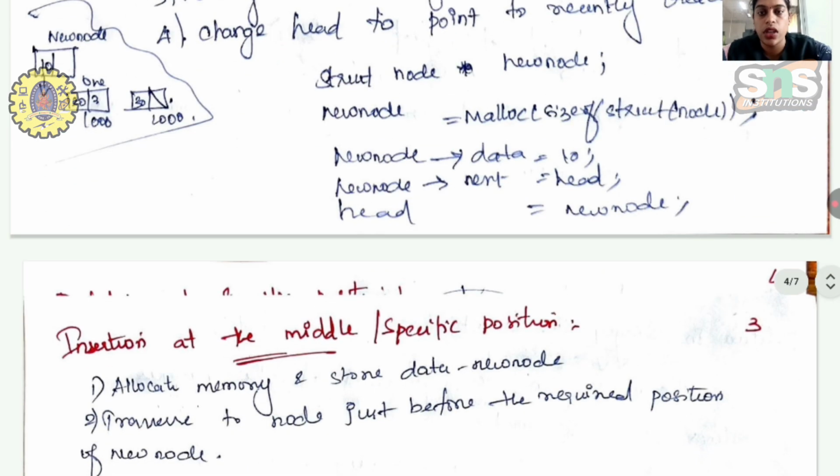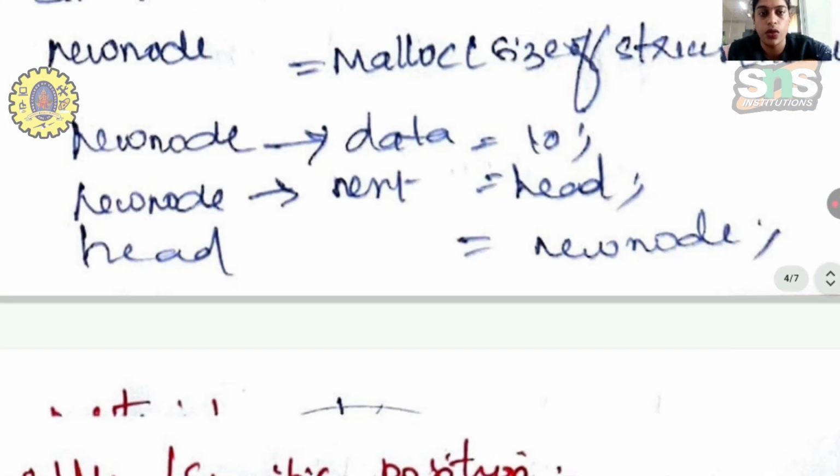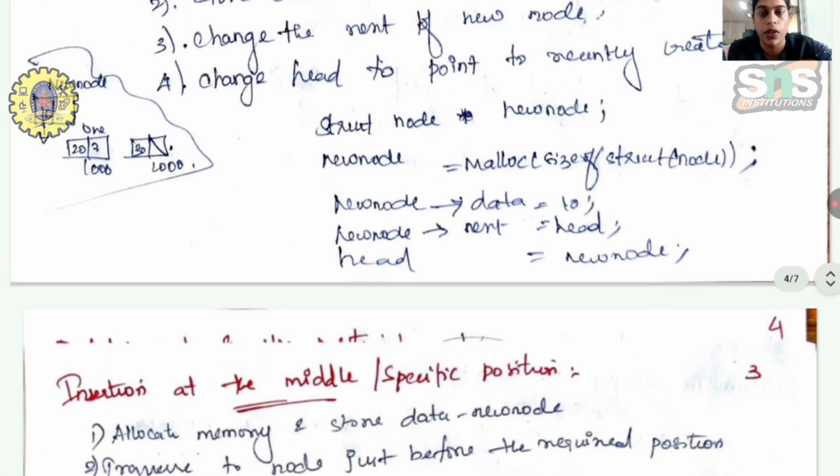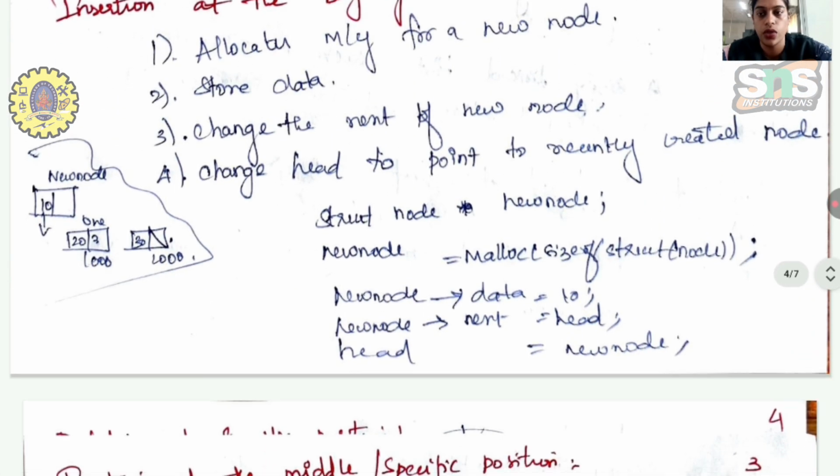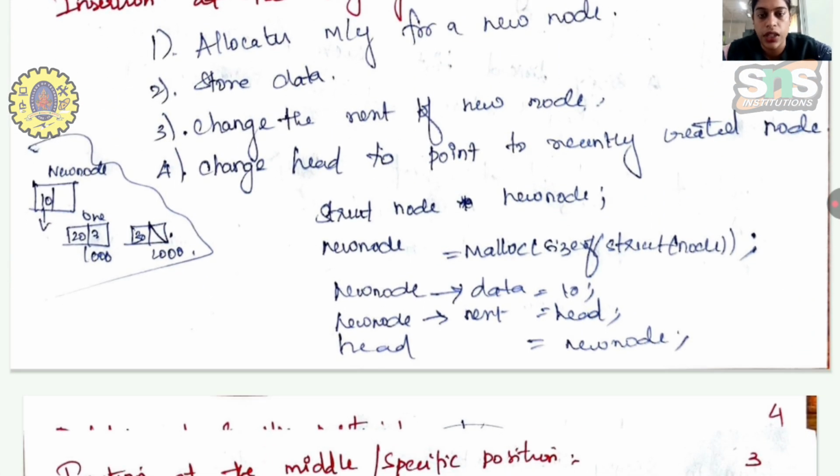Before inserting, let's see the structure of a node. First we have struct node, and in the int part we have data, and the structure node pointer we have next. We also use a pointer called head, which points to the first node of the list, and if the list is empty, head is null.